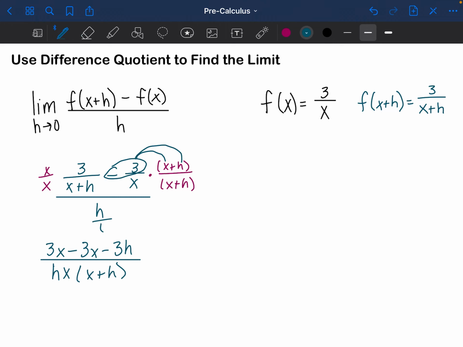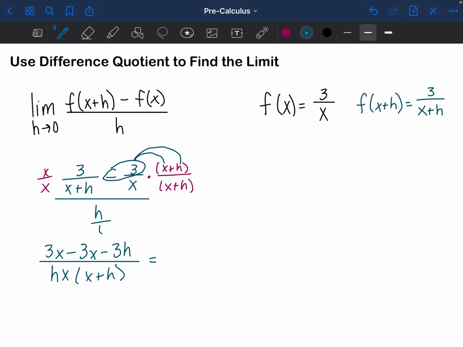So now we can simplify. I've got 3x and a minus 3x. Boom, boom. And now that I got rid of those x's, I just have a negative 3h up in the numerator. Well, this h and this h are going to cancel each other out, and we got rid of the problem, right? When I plug in 0 for that h, that's when we have an icky spot, dividing by 0. So this is going to become negative 3 divided by x times x plus h.